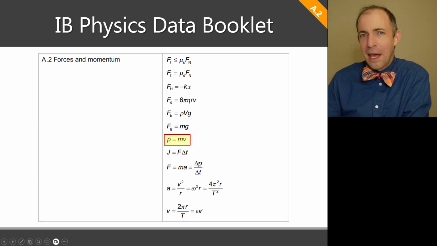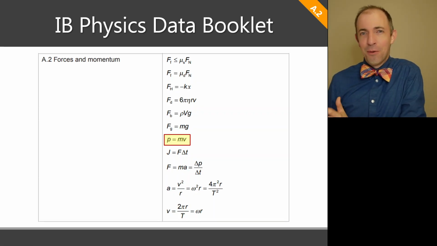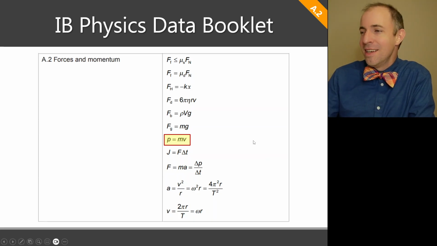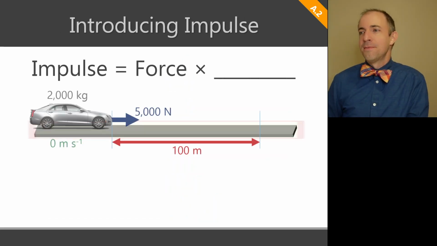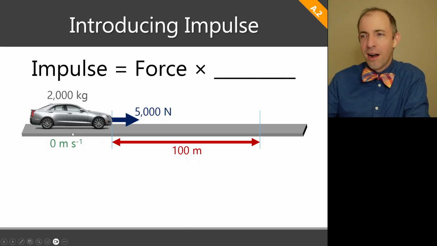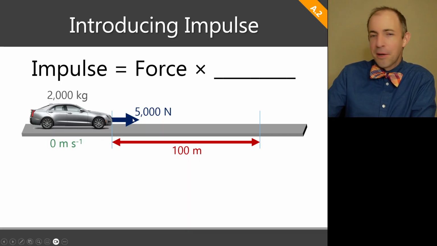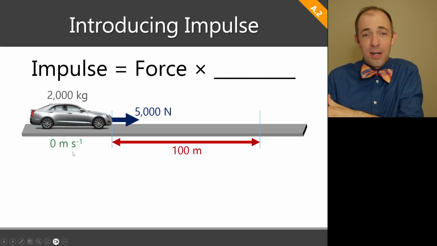Now, that is one way of describing an object's motion. Velocity alone doesn't always capture all of it, so we're going to use momentum today to define the motion of that object. To start us off, let's look at this example. This car that's 2,000 kilograms is experiencing a horizontal force of 5,000 newtons and starting from rest.